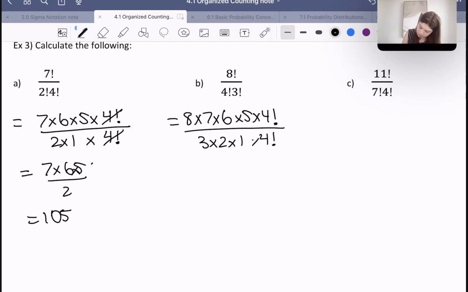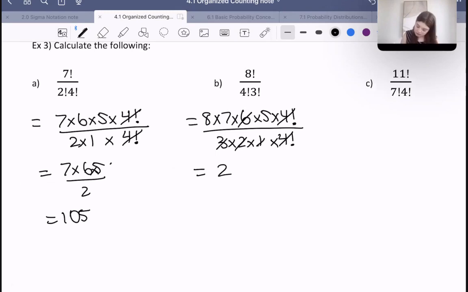There we go. So let's cancel those out. And then we have 2 times 3, which cancels out with 6. So we just have 8 times 7 times 5 on the top then. Oh, and I guess this 1 we don't really need. 8 times 7 times 5 is 280. There we go. And so voila, we have it.